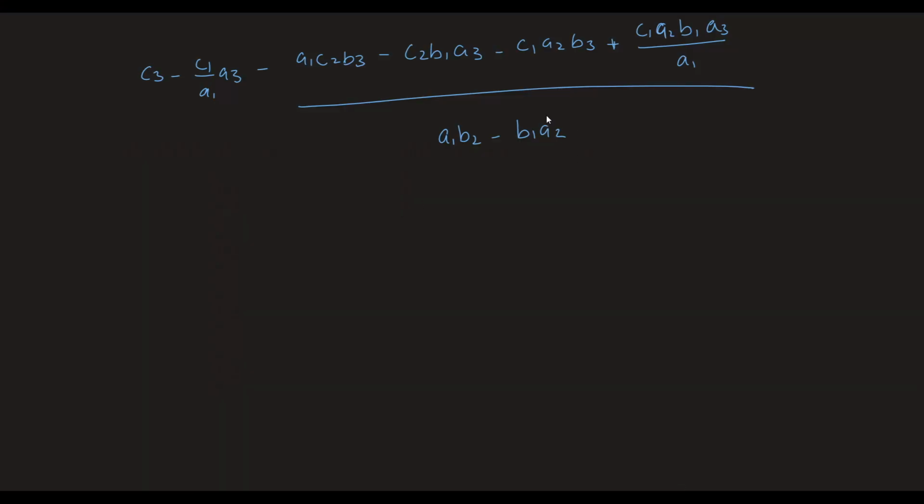So now I'm going to multiply everything by this denominator here. I'm going to need some room, so I'll start writing over here. We've got C3 minus C1 A3 all over A1, and I'm going to put that in brackets, and we're going to bring up A1 B2 minus B1 A2, and then we're going to minus all this business up here. So I'm just going to quickly copy that down.